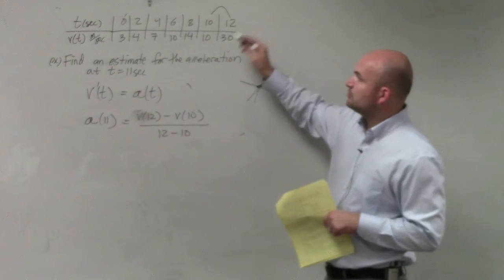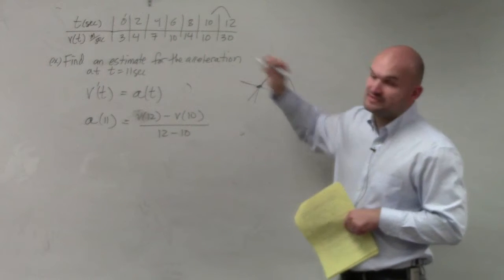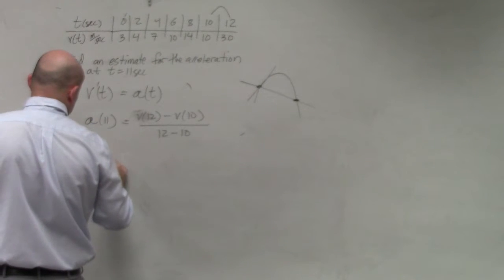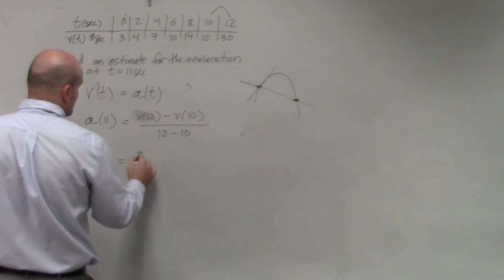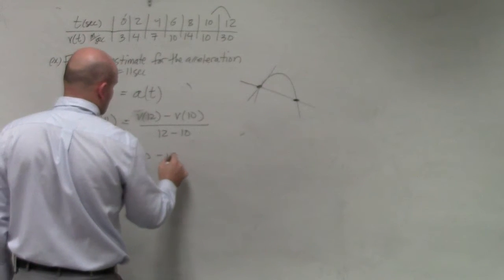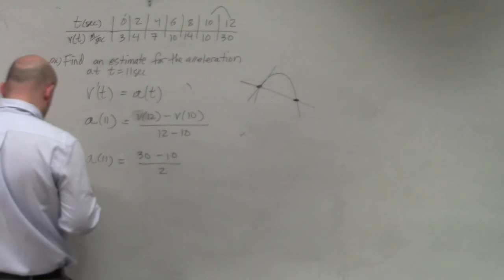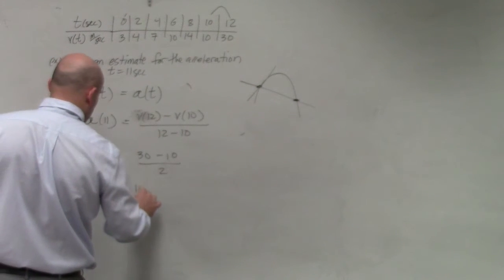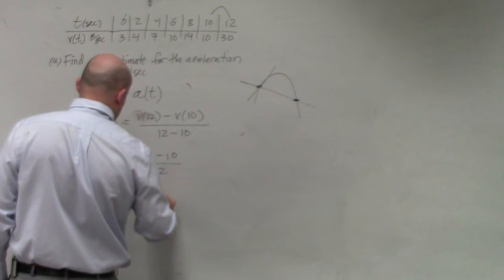Well, v sub 12 is going to be 30, and v sub 10 is 10. So a sub 11 equals 30 minus 10 over 2, where a sub 11 is going to equal 10 meters per second.